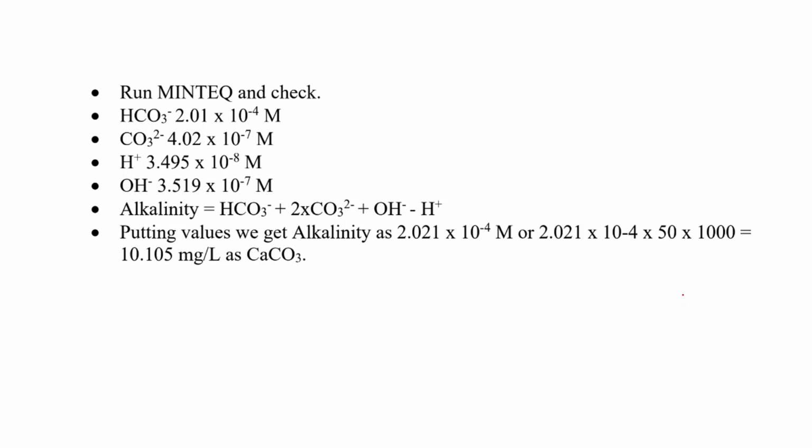This is what we will get: bicarbonate concentration, carbonate concentration, H+ and OH-. So what is alkalinity? As we have studied in earlier lectures, alkalinity will be bicarbonate plus 2 times carbonate plus OH- minus H+. So putting these values, we will get CaCO3 as 10.105 milligrams per liter. Okay, so this is the equation: bicarbonate plus 2 times carbonate plus OH- minus H+ ions.